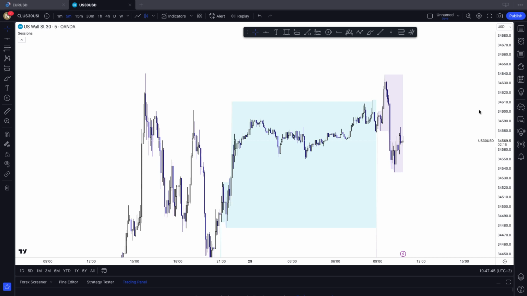Now, in today's trade on US 30, it's very interesting because so many things were lining up. So many things were aligned. The picture, in my opinion, was very, very clear, and it was a great trade.